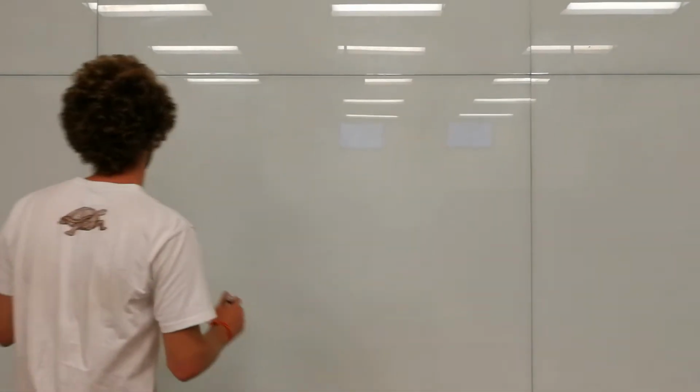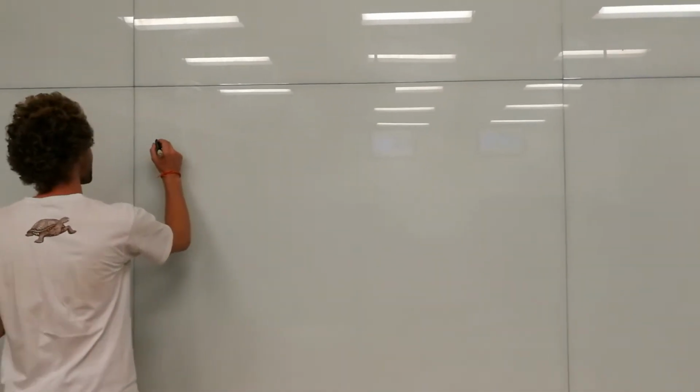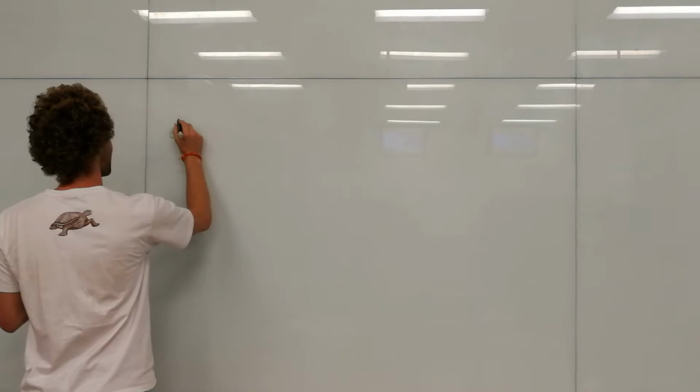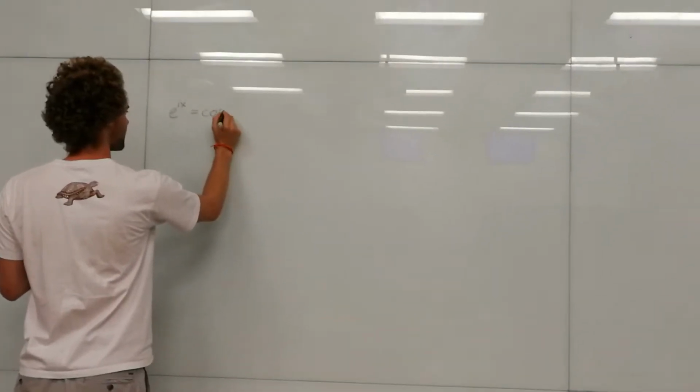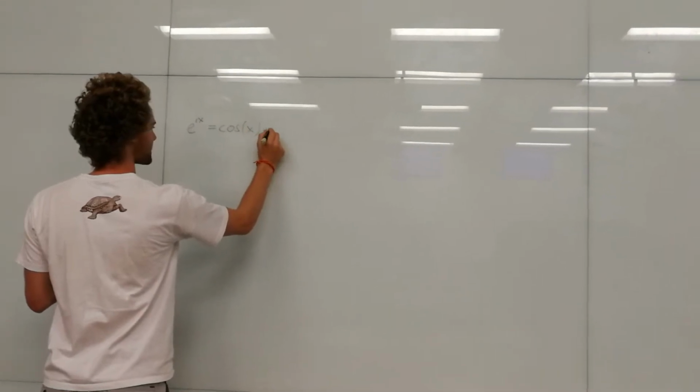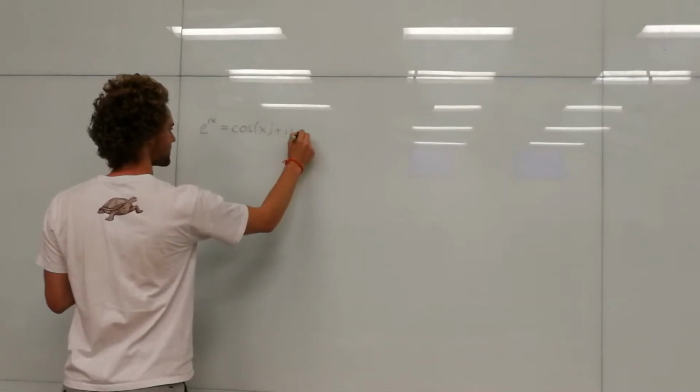Since all of you guys in my class always had problems with complex numbers, I'll do some stuff on complex numbers now. So yeah, let's get into it. The most important formula is Euler's formula. This is e to the ix equals cosine of x plus i sine of x.